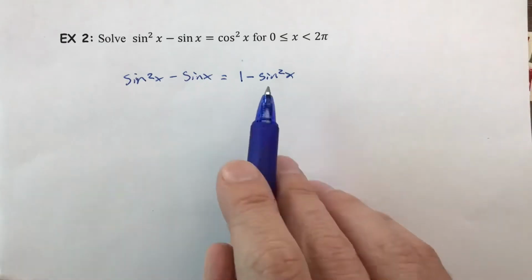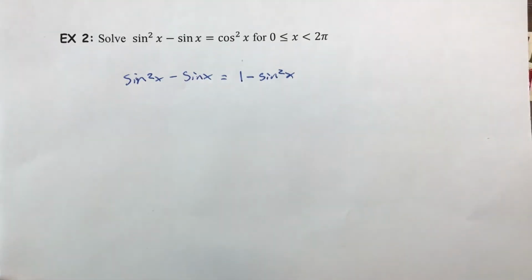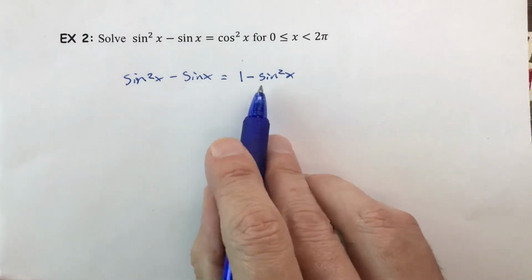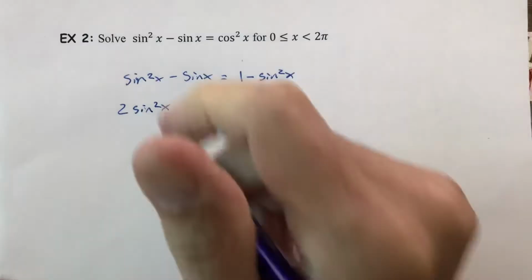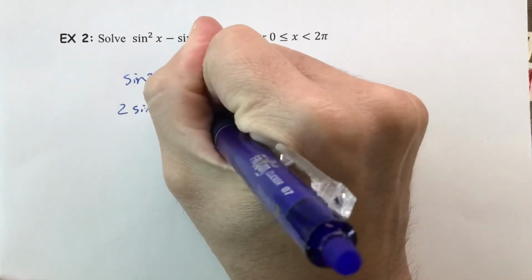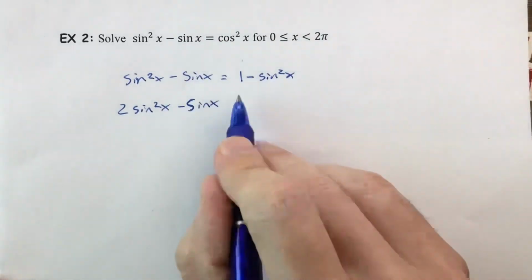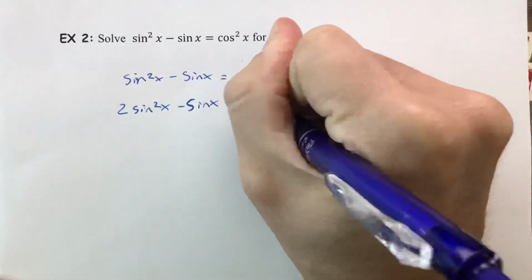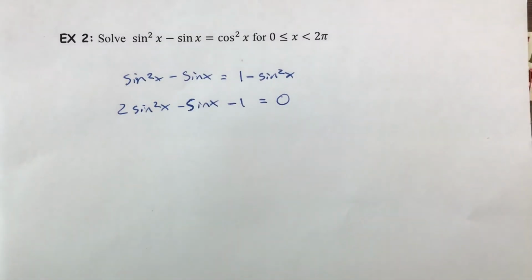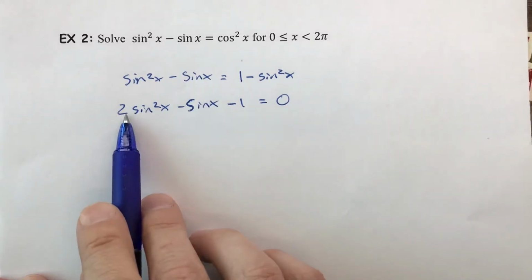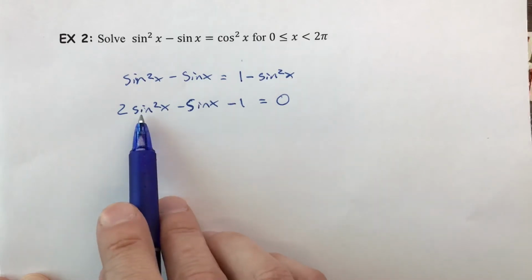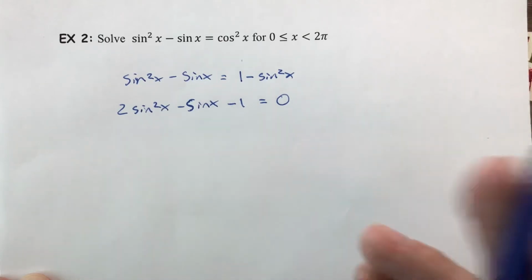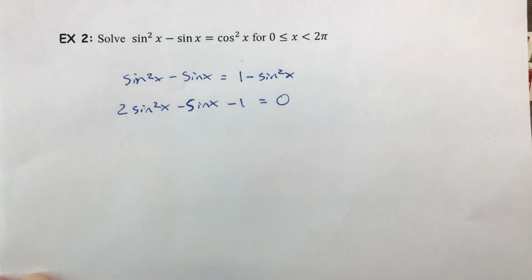Next, what I'm going to do is move all of this over to that side. Okay, so that minus sine squared x is going to get added on here, which will give me 2 sine squared x. We also have our minus sine x. That 1 is going to be a minus 1, and everything is equal to 0. All right, now why did I do that? If you take a close look at this, you're going to notice that it sort of fits the idea of a quadratic equation, right? Your sine squared x and your sine x might as well be an x squared and just a regular x. So I'm going to temporarily do that.